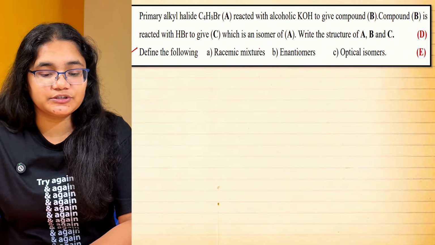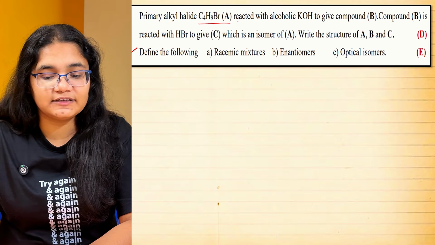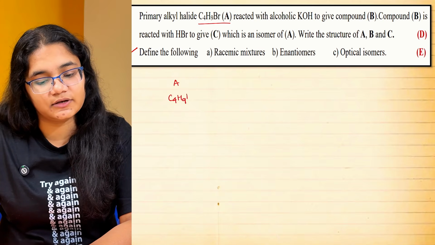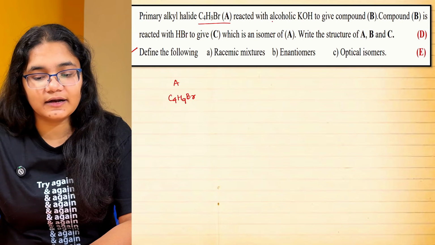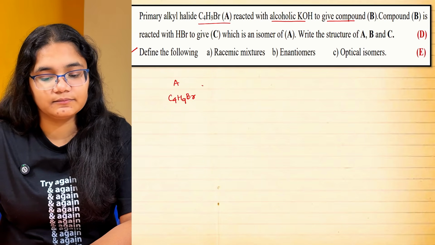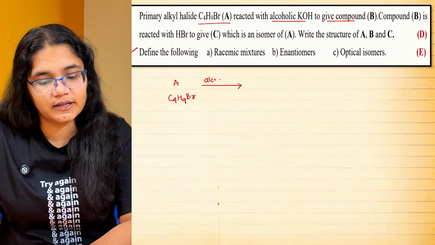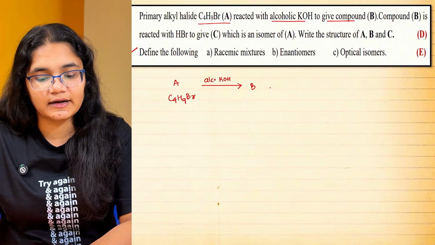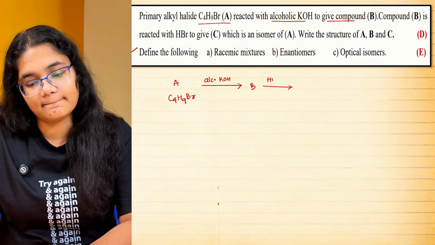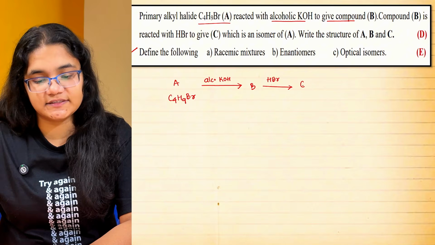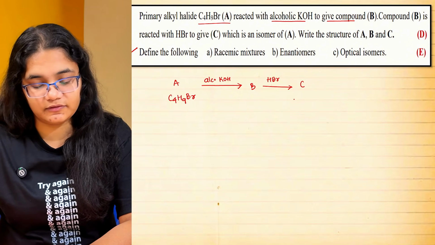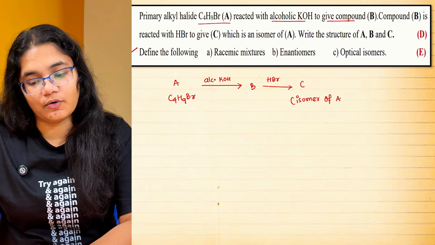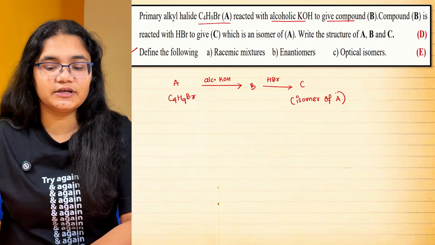Next, we'll go to question number 10. Primary alkyl halide C4H9Br. Okay, so there is A, which is C4H9Br, reacted with alcoholic KOH to give you B. Now compound B reacted with HBr, okay, to give you C, which is an isomer of A. Next, write the structures of A, B and C.